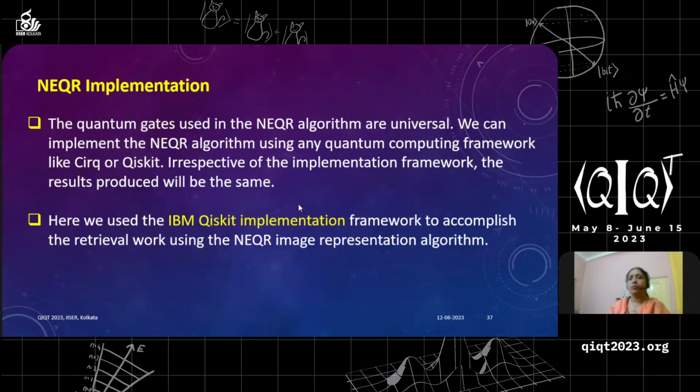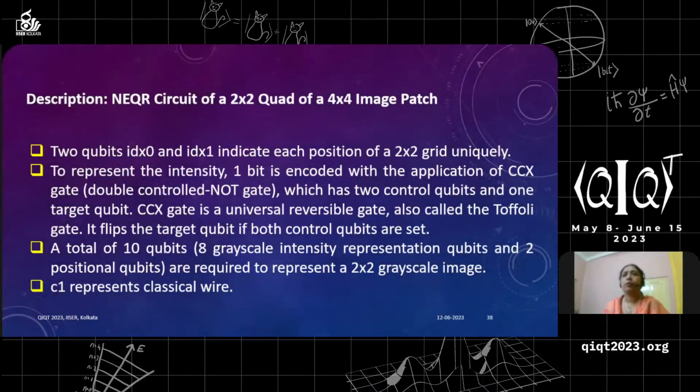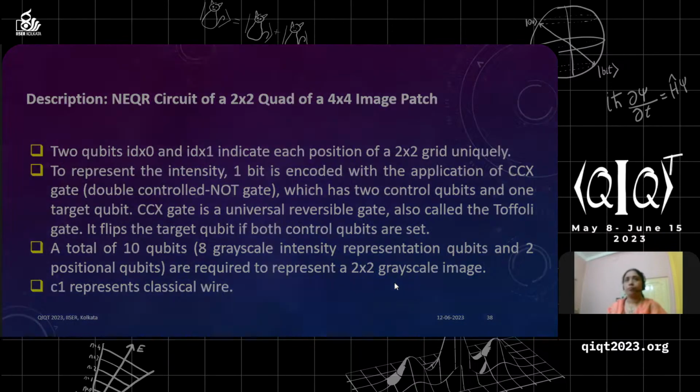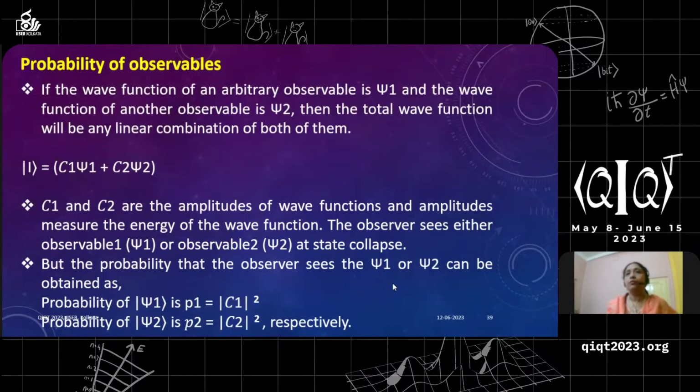We have implemented NEQR in IBM using IBM QIQT. This is the description of how the NEQR circuit of a 2 cross 2 quad of a 4 cross 4 image patch has been encoded, which we have already discussed. We have not mentioned it in the diagram, but there is only one C1, that is the classical wire. C1 represents the classical wire. This is the probability for observables.